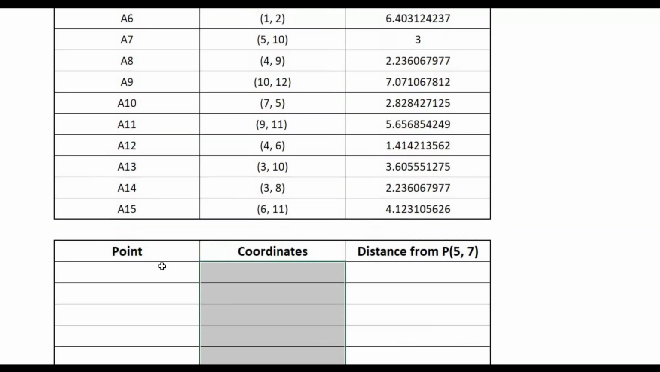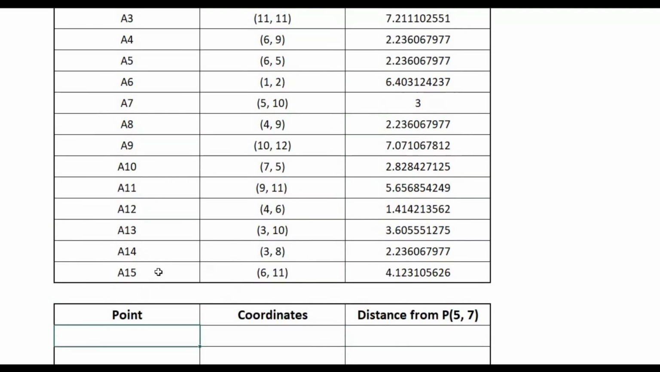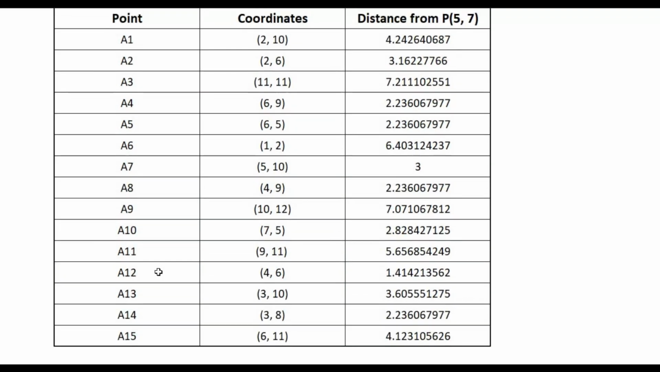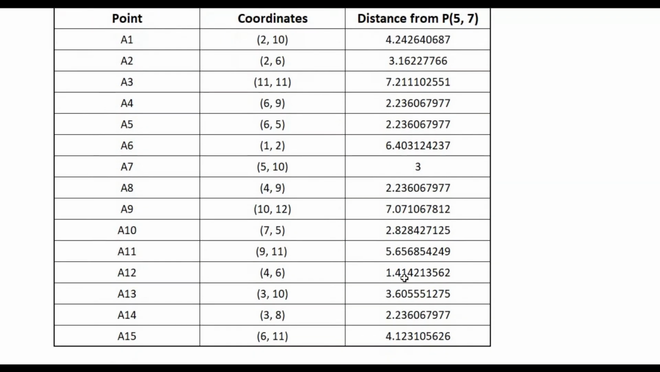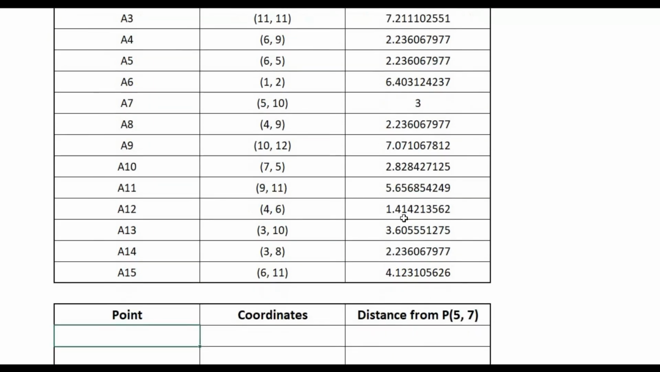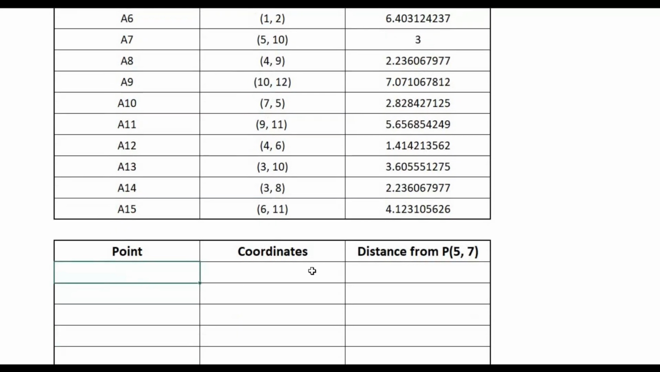Let's start sorting. The first data we have is A12, which has the shortest Euclidean distance, 1.41. So we'll write A12, 4, 6, and the value we have is 1.4142135562.